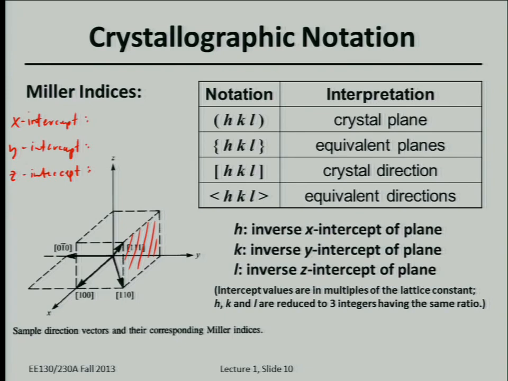It doesn't intercept, right? So it's infinite. All right. How about the y-intercept? It's just equal to the lattice constant. Let's just assume this is the lattice constant, so we express the intercepts in units of the lattice constant. So this y-intercept is like 1 atomic lattice constant, and the z-intercept is infinite. But notice the definition here of the Miller indices: it's the inverse of the intercept.